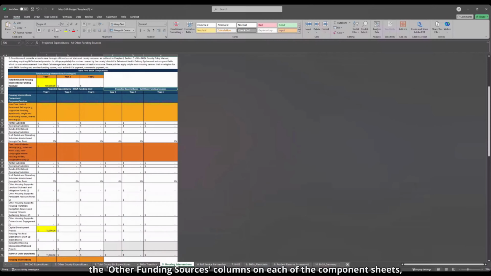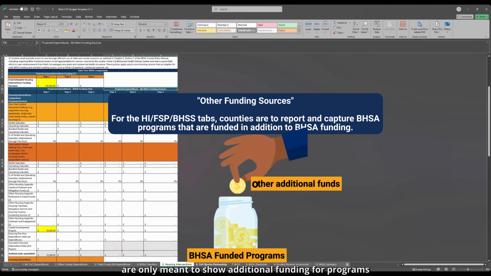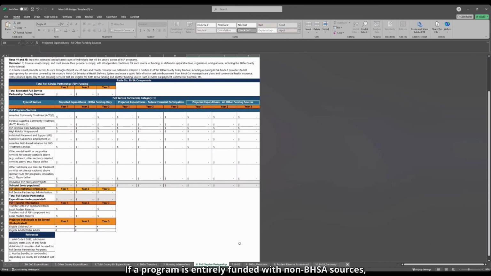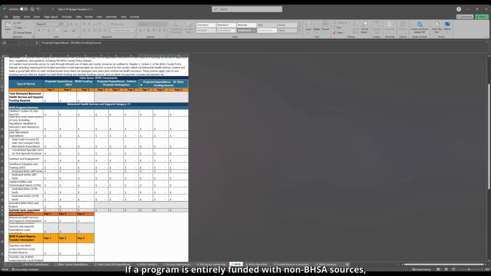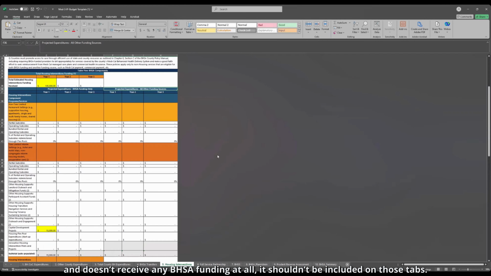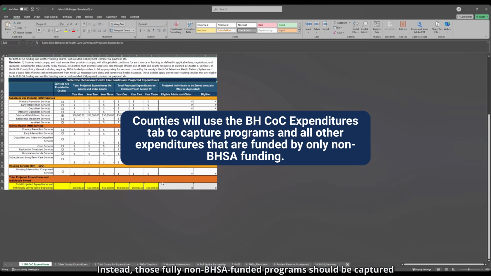Just a quick reminder, the other funding sources columns on each of the component sheets, like the Housing Intervention, FSP, and BHSS tabs, are only meant to show additional funding for programs that already receive BHSA dollars. If a program is entirely funded with non-BHSA sources, like realignment, FFP, or federal grants, and doesn't receive any BHSA funding at all, it shouldn't be included on those tabs. Instead, those fully non-BHSA funded programs should be captured on the Behavioral Health Continuum of Care tab.